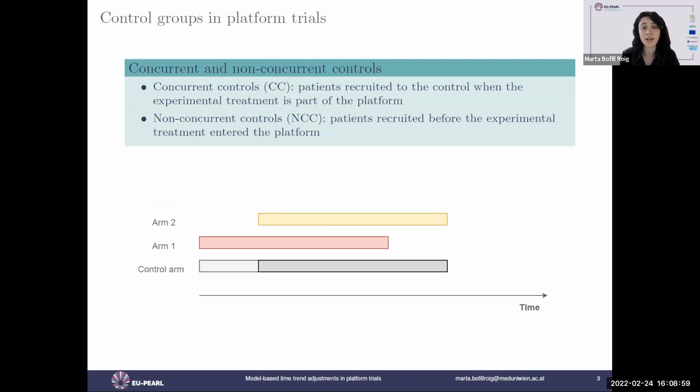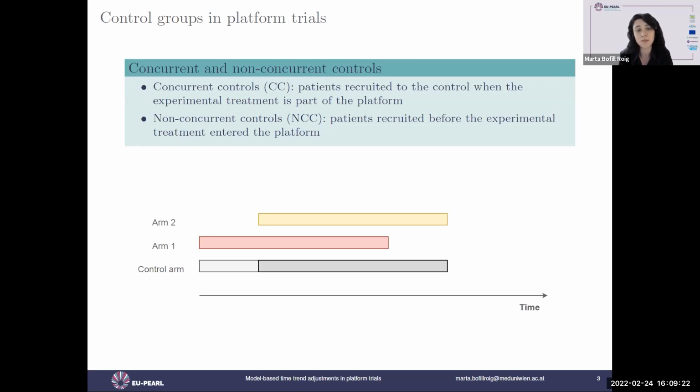So sharing control arms in platform trials leads to 2 different types of control data. Concurrent controls are the group of patients recruited to the control when the experimental treatment is part of the platform. And non-concurrent controls are patients recruited before the treatment entered the platform. As an example, here there is a trial with one initial treatment and a second one that enters later.